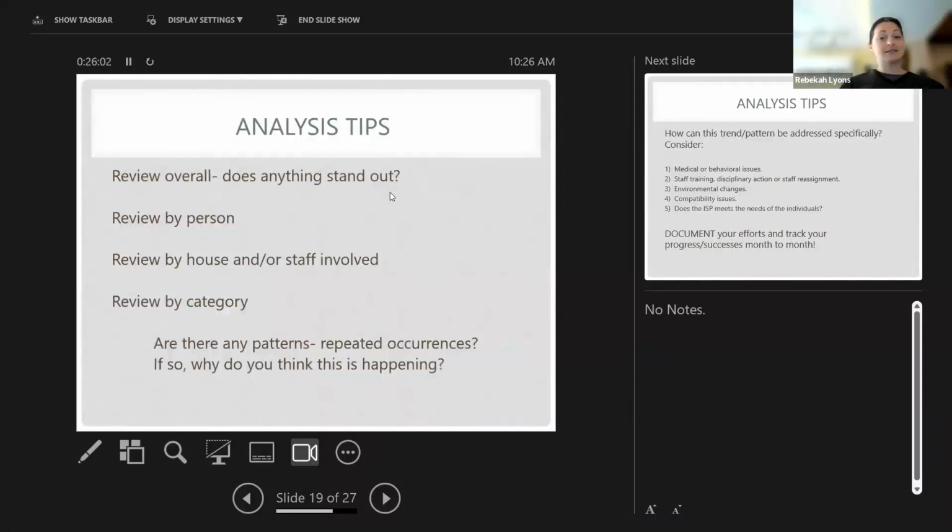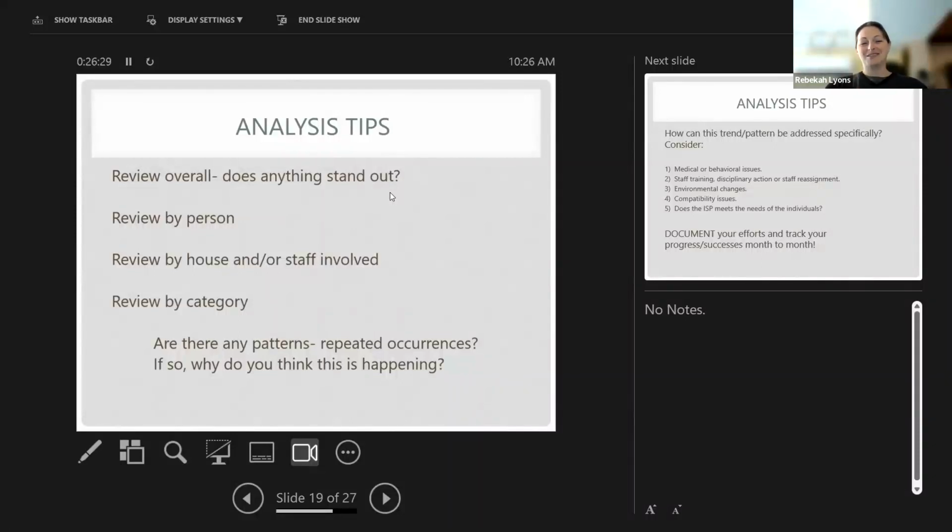So some analysis tips. When you're looking at these UI logs, whether you are the one entering them or you're the one that's involved in the analysis, you want to take a look overall. Does anything stand out to you? So Butler County, we have around 4,000 people. I don't know every single person. Some of you have smaller agencies. I know you know your people very well, in and out. You know what's right for that person, what's wrong.